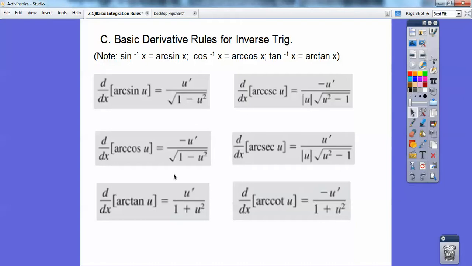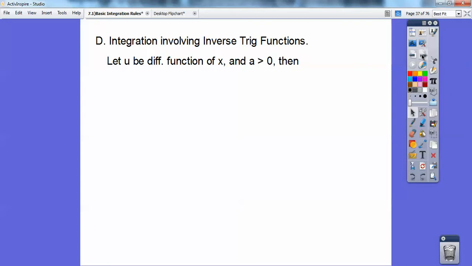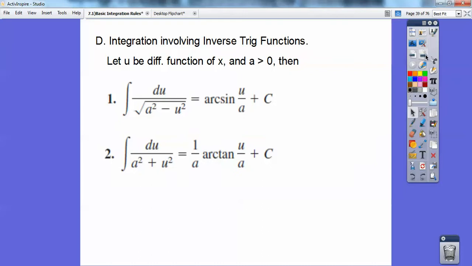That was in section 5.8, I think, in our textbook, and this is chapter 7. So there are our basic derivative rules. When I integrate these, it's going to get me back to these right there. So integration involves the inverse trig function. The integral of du over the square root of a squared minus u squared is arc sine of u over a plus c. And there's 1 over a arc tangent of u over a plus c.